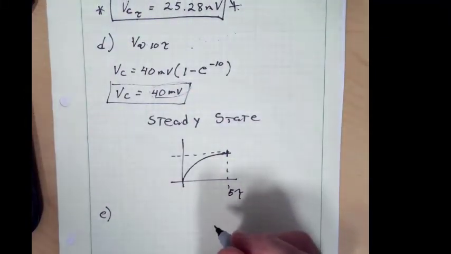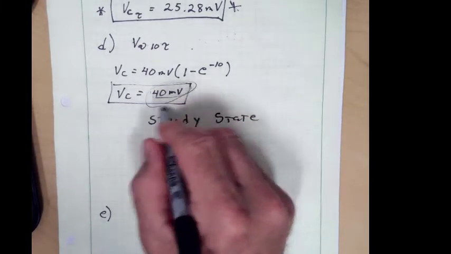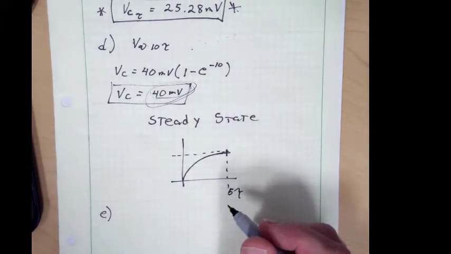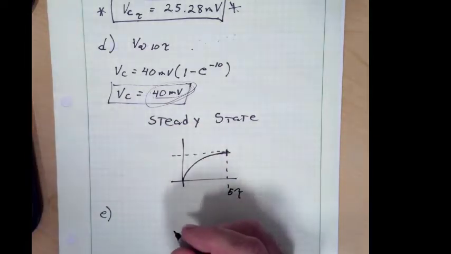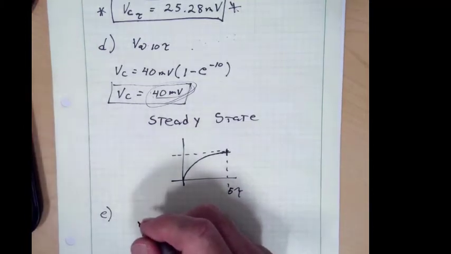Under steady state conditions, how much charge is on the plates? Well, we know what the steady state voltage is. It's 40 millivolts. That's the Thevenin voltage. We verified that in part D. So we need the equation for charge.